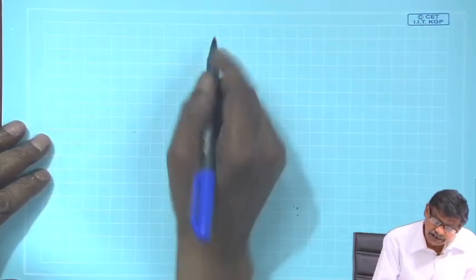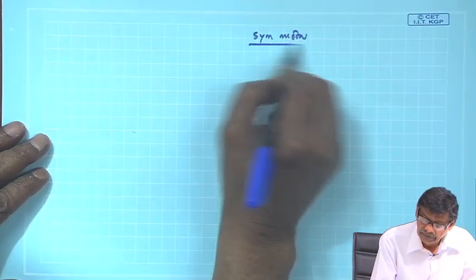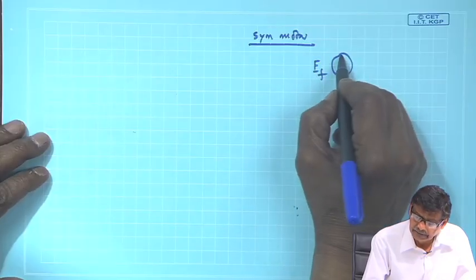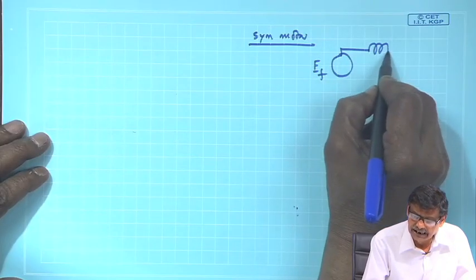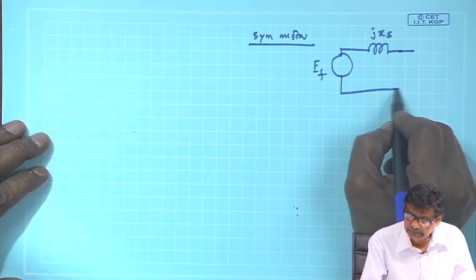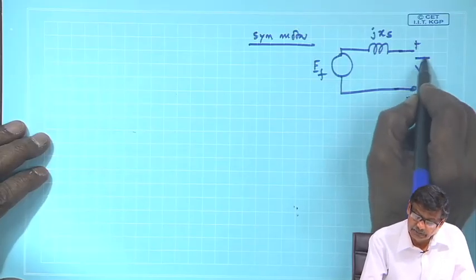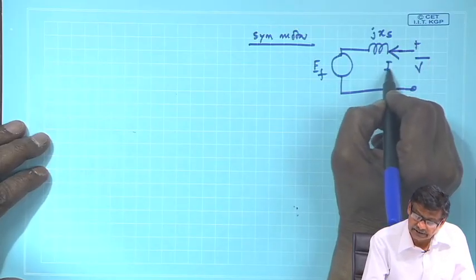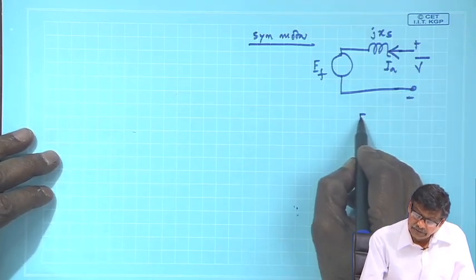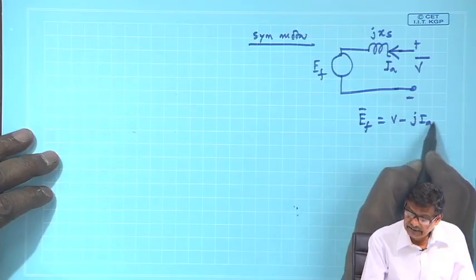Synchronous motor, similar thing. Once again, I will draw this curve as a circuit, and I will only assume the J axis to avoid any complexity, to understand the basics of this excitation variation. This is the bus voltage and this is the armature current I A. And as you know, E f is equal to V minus j I A X S.